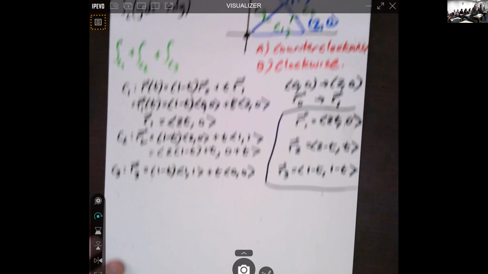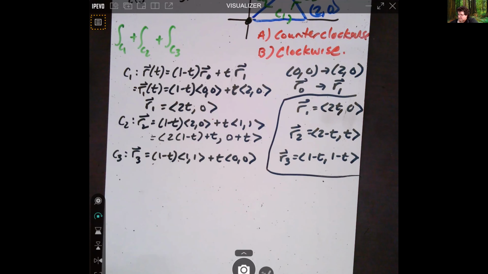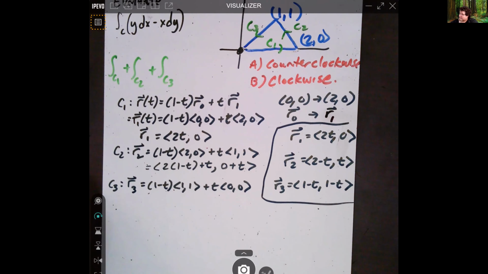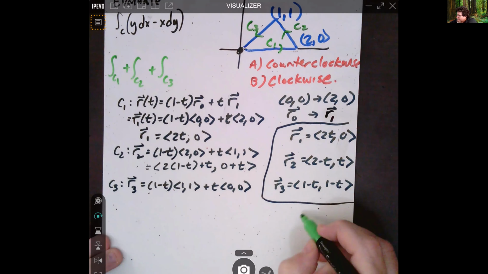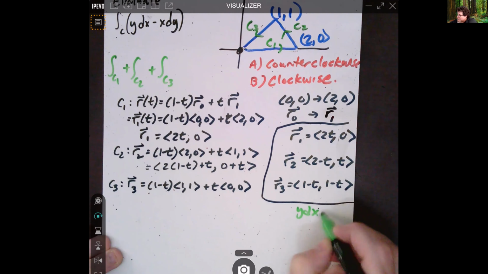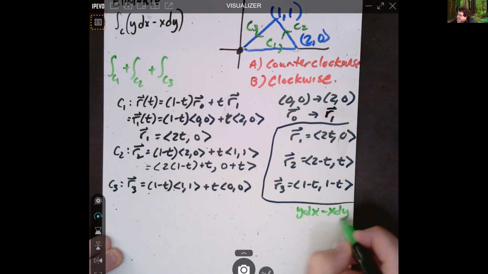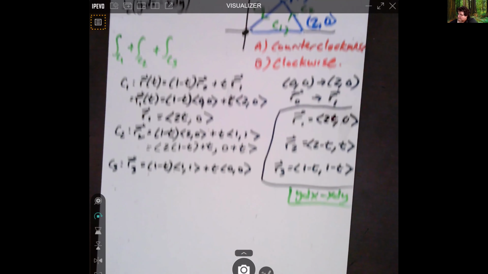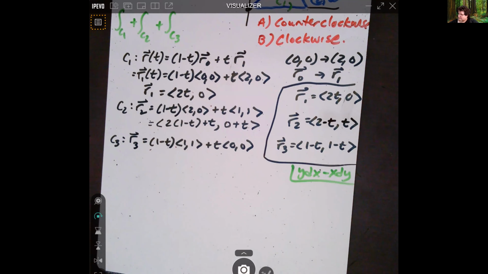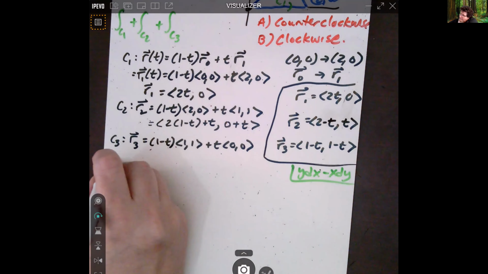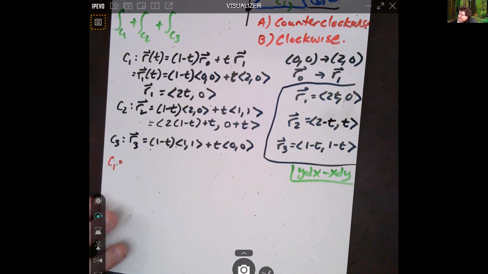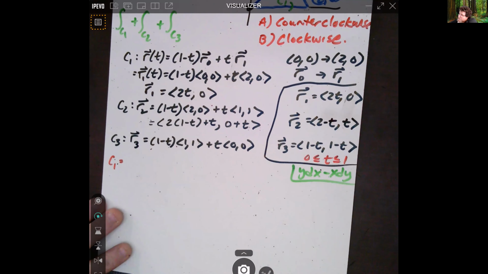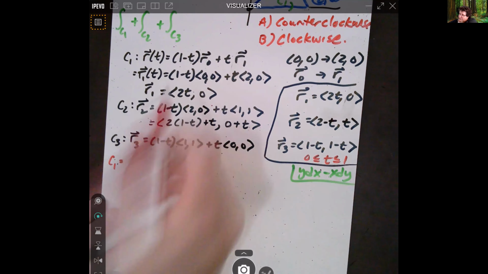All right, so let's look at our curves. Let me make sure I have that up there. I'll bring this down and remind us right here. The function is y dx minus x dy. That's what we're looking at here. So let's do curve 1. In each of these, t is 0 to 1. That's the beauty of setting it up like this. This works for paths that are straight lines. We can do this R of t thing.